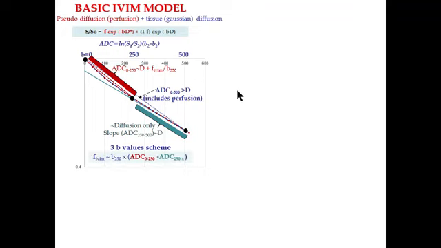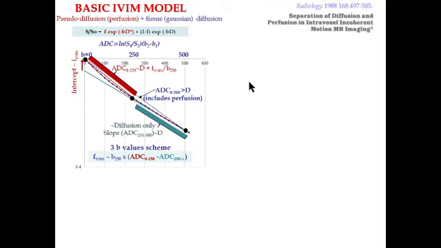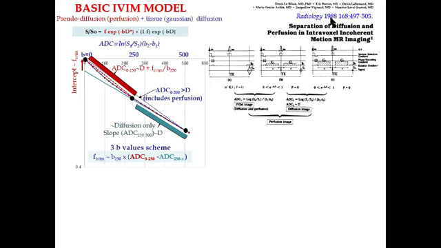And this is how it was introduced, in fact, in my very first paper, as a 3 b value scheme. So one b value is 0, one, for instance, could be 250, and one could be 500. Between 200 and 500, you get diffusion. And if you now use the two ADCs, 0 to 250, and 250 to 500, for instance, you calculate f. So f, FIVIM, can be seen as the intercept between the diffusion curve and the total curve. This was shown in this paper that I introduced in 1988.